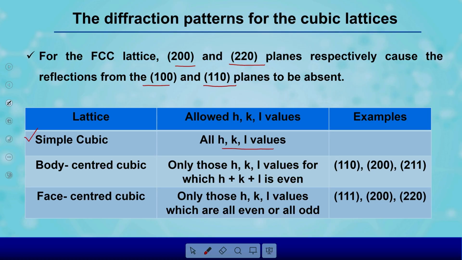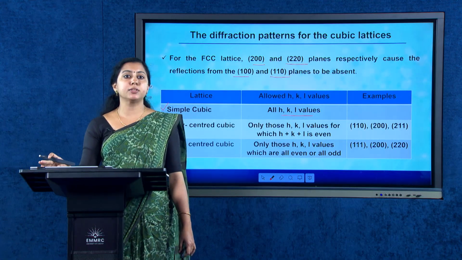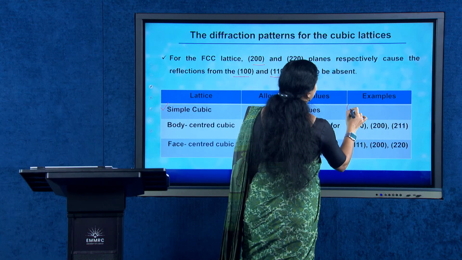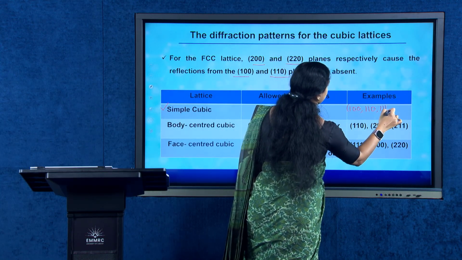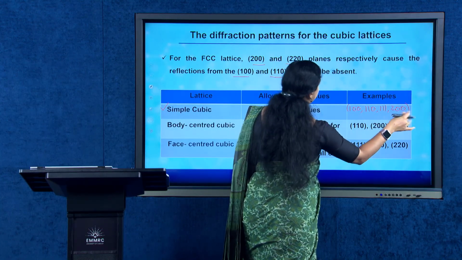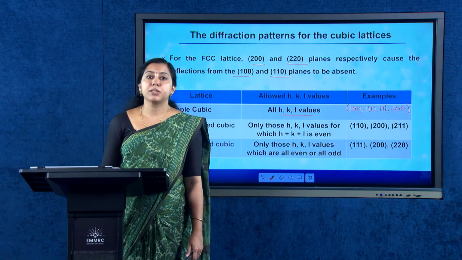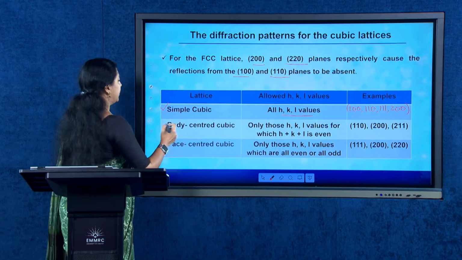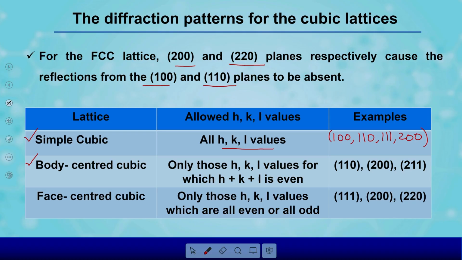That is, for any value of H, K and L, we can see the diffraction lines corresponding to all H, K and L values for a simple cubic system. That is, for any plane, that is 100 or 110 or 111, 200 etc. So, for any HKL value, we can see reflections corresponding to such planes in the case of a simple cubic system. Now, let us consider the other system, body centered cubic or BCC.